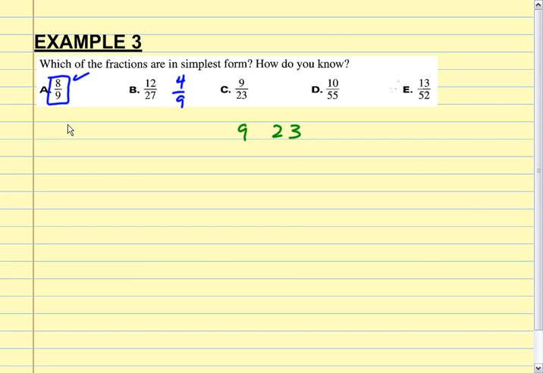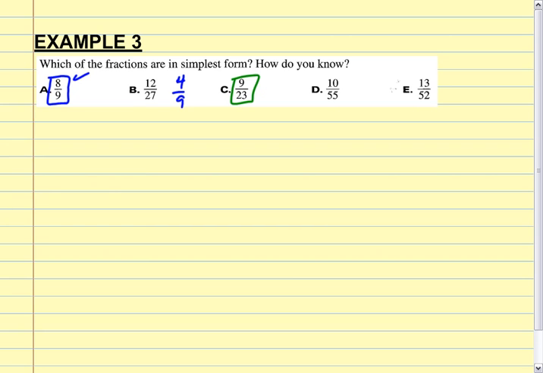All you have to do really is look at the small one and say, okay, what goes into 9? Well, 1 does, but we're not going to use that. 3 does, and 9. Well, does 3 go into 23? No. Does 9 go into 23? No. Done. That's it. It actually is reduced.